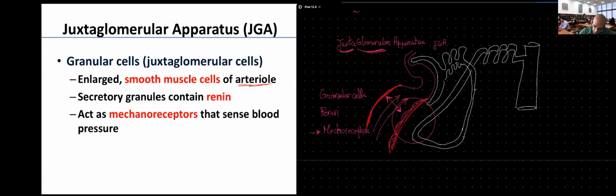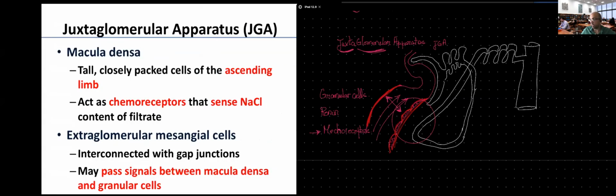are going to be the granular cells, and those are again modified smooth muscle cells that contain cytoplasmic granules containing renin. They are responsible to detect the degree of stretch to get an idea about the state of the blood pressure. The second type of cells, those are modified tall cells which are closely packed. They are located in the ascending limb of the loop of Henle.